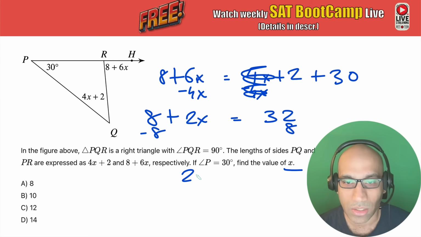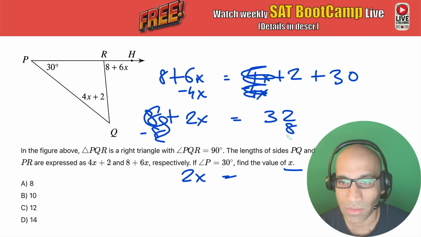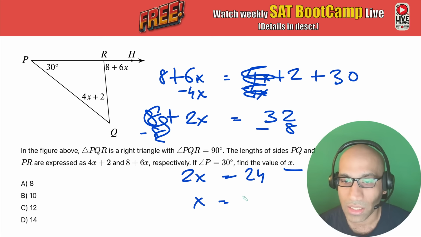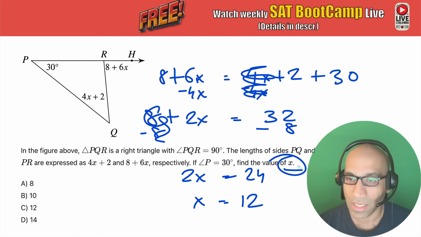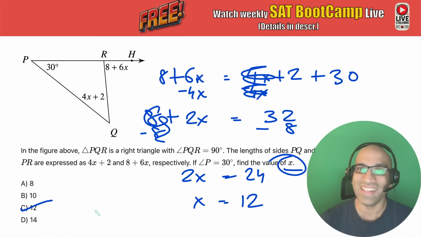So what do you get? So you get 2x, right, this is gone. 2x is equal to 32 minus 8, which is 24, and then easy, you isolate it and you got the answer of 12. So the answer for x is 12, and that's your answer.